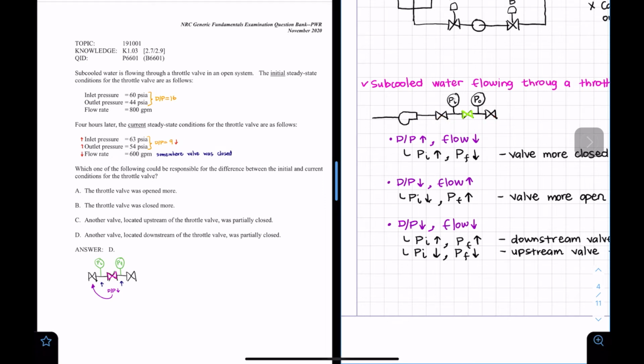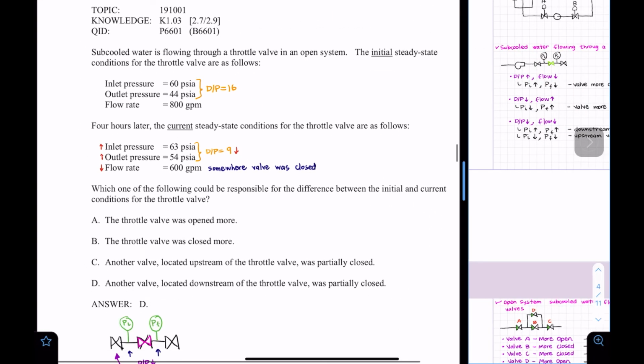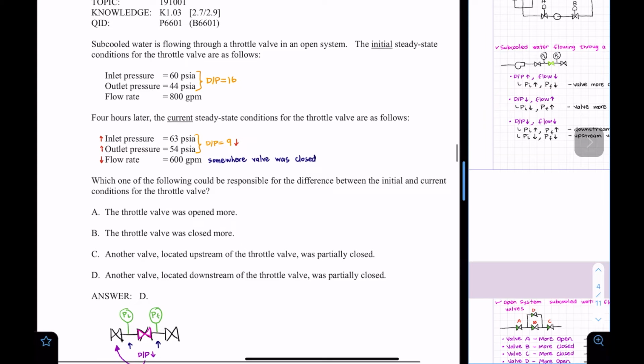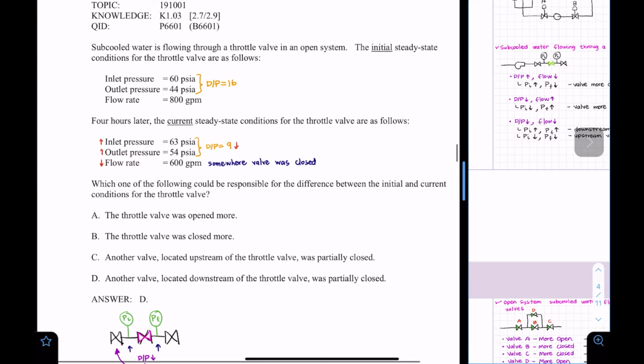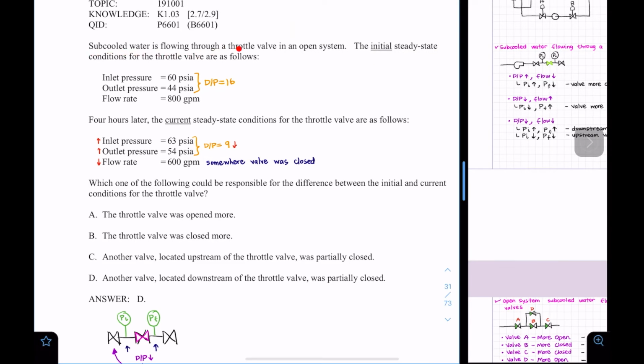So this is going to be the first one, which is P6601. This one is telling us subcooled water is flowing through a throttle valve in an open system. The initial steady state conditions for the throttle valve are as follows. The inlet pressure, we start at 60, and the outlet is 44. We have a dP of 16 with a flow rate of 800.